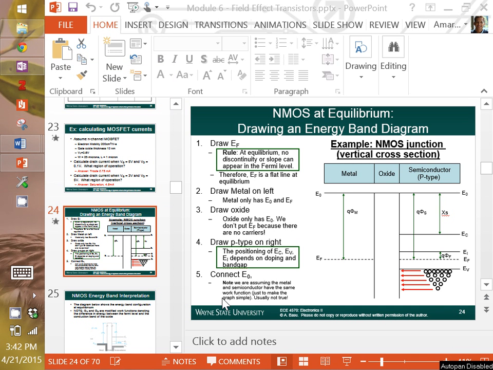All right, so the goal for today is we're going to understand how to draw energy band diagrams for an NMOS device at various modes of operation.